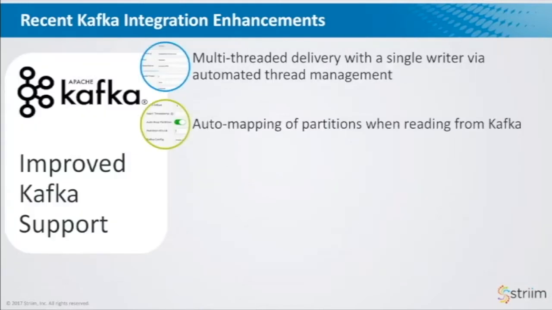In the last release of the product, we added the ability to scale the delivery, or writing, into Kafka even more. You could already scale by adding additional nodes. Now you can scale by using multiple threads within each single node of Striim to write in parallel across multiple Kafka partitions. And similarly, on reading Kafka, as you scale a Striim cluster, it will automatically map out the partitions so you can scale reading from Kafka.